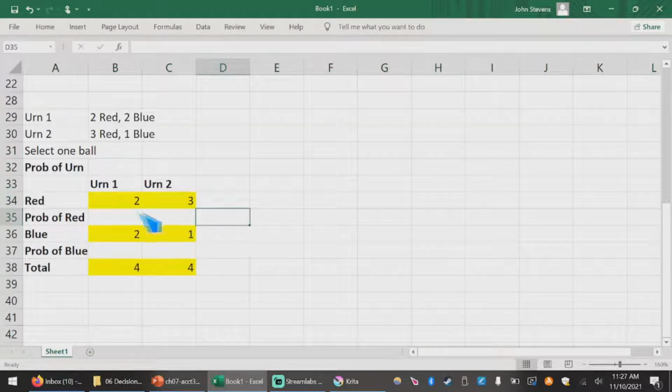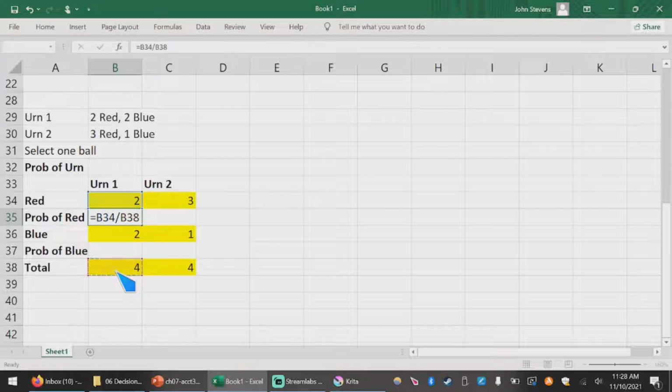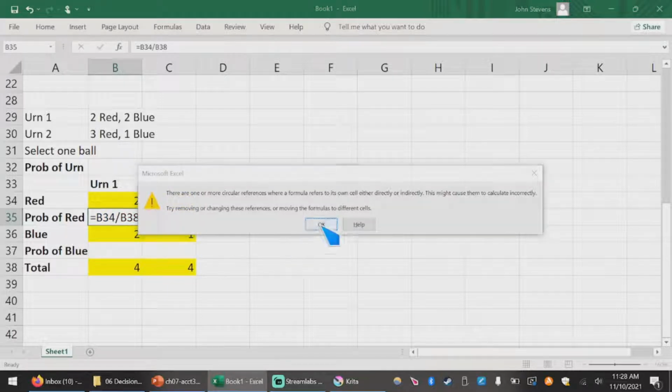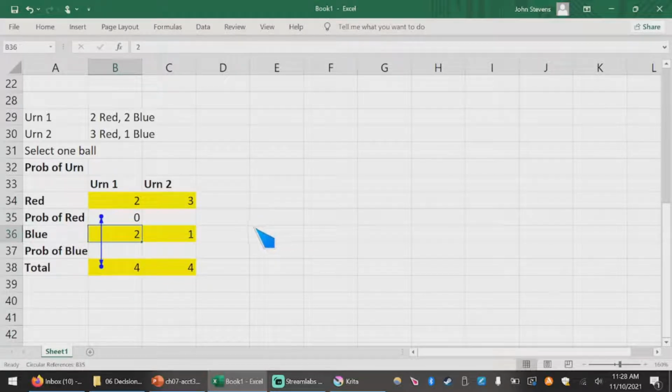Let me show that. So we have our 2 urns. We have 2 red balls and 2 blue balls for a total of 4 in urn 1. Our probability of red from urn 1 will be 2 out of 4. What's your problem? You don't like that? Oh, I did something wrong, I think.